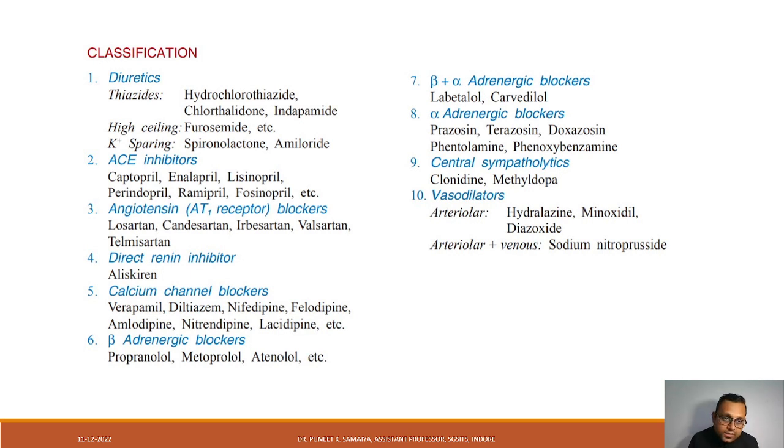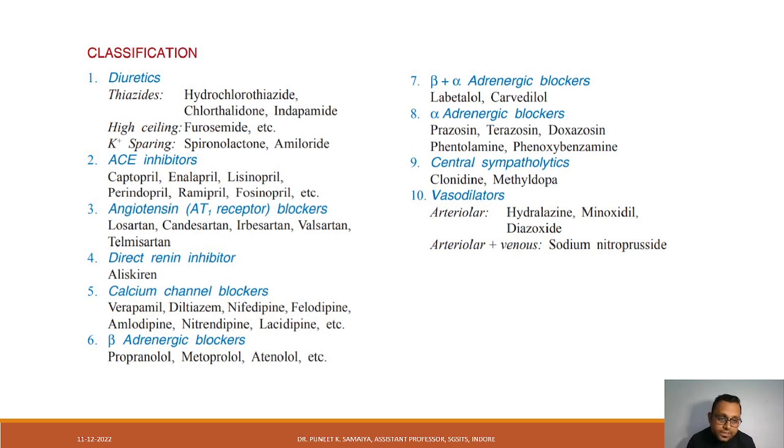The thiazide like diuretics like hydrochlorothiazide, chlorthalidone, and indapamide. Then the high ceiling diuretics category, furosemide, etc. And potassium sparing diuretics like spironolactone and amiloride. The ACE inhibitors category includes drugs like captopril, enalapril, lisinopril, perindopril, ramipril, fosinopril, etc. And angiotensin AT1 receptor blockers like losartan, candesartan, irbesartan, valsartan, and telmisartan are in the market. Then direct renin inhibitors like aliskiren.